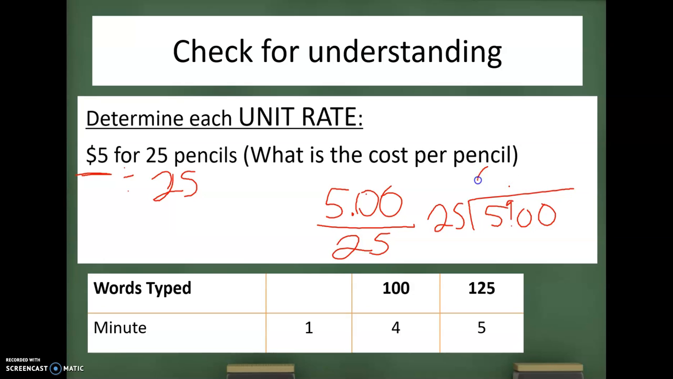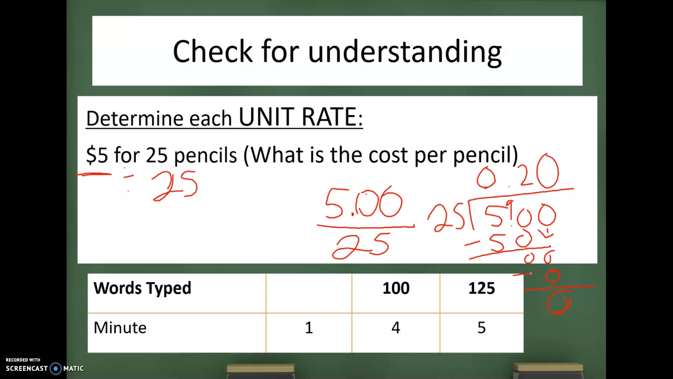25 goes into 5 0 times. It does go into 50 2 times. 50 minus 50 is 0. Bring down my next 0. 25 goes into 0 0 times. I know that I'm done with my division problem when I have a remainder of 0.